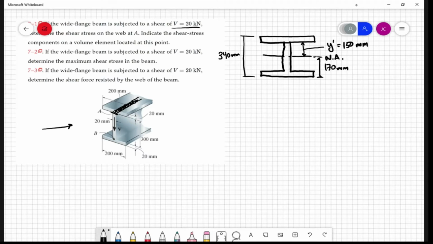Okay. So we need the shear stress. It's going to be tau equals VQ over IT. In this case, we know that V equals 20 kilonewtons. Q we have to calculate. The Q is going to be the Q of this area. See that shaded area? That's the area above the plane where the point A is. So we can calculate Q. That's going to be A prime times Y bar prime.